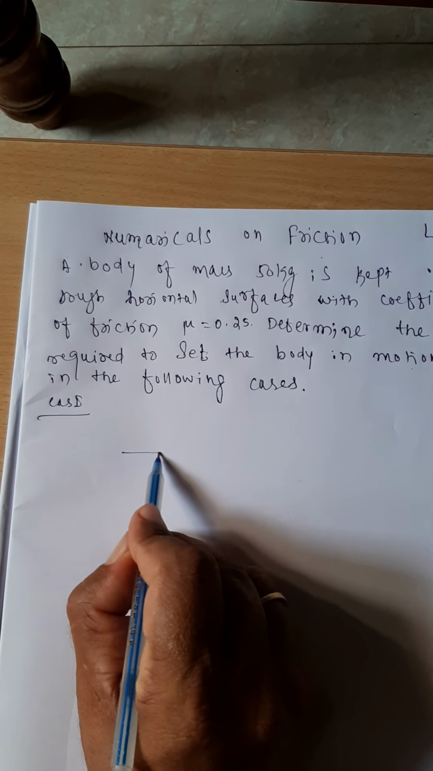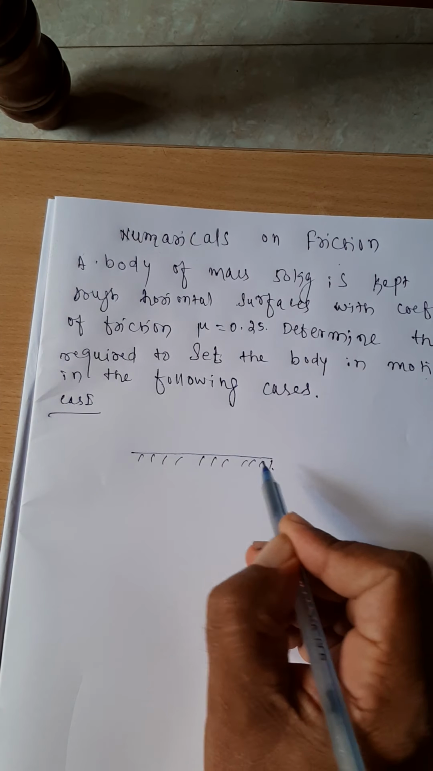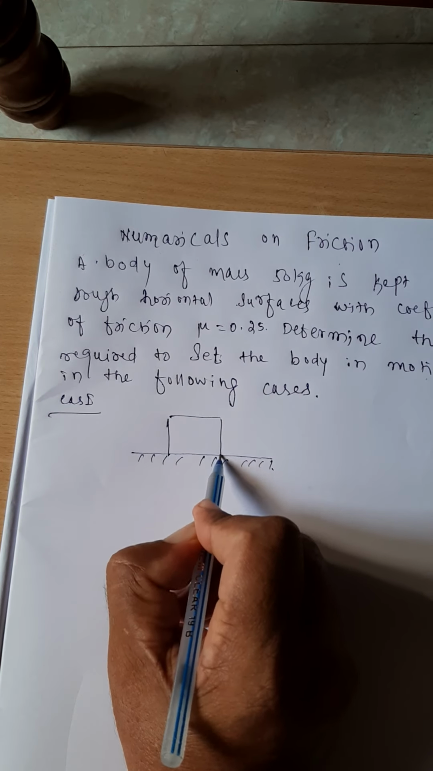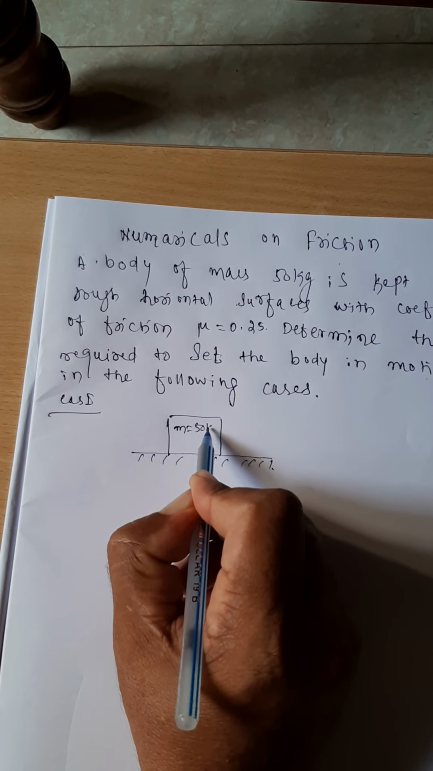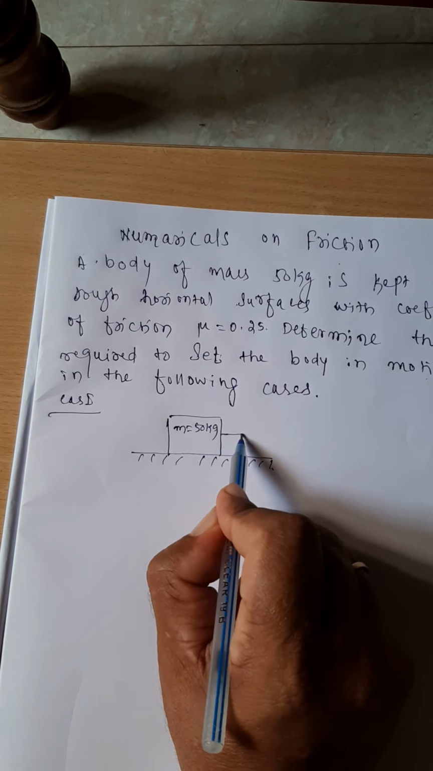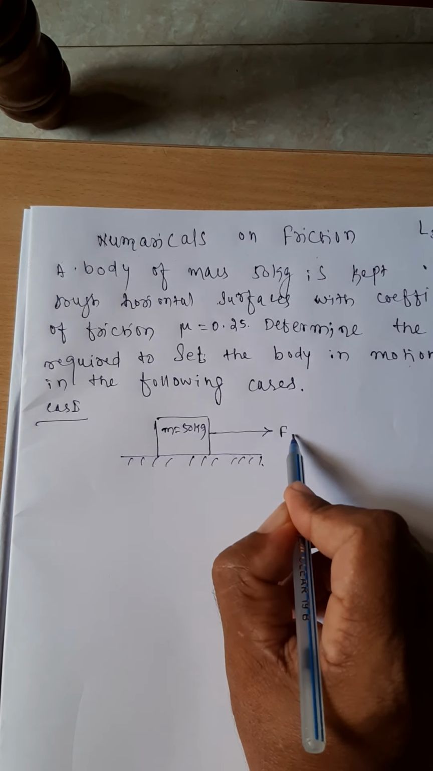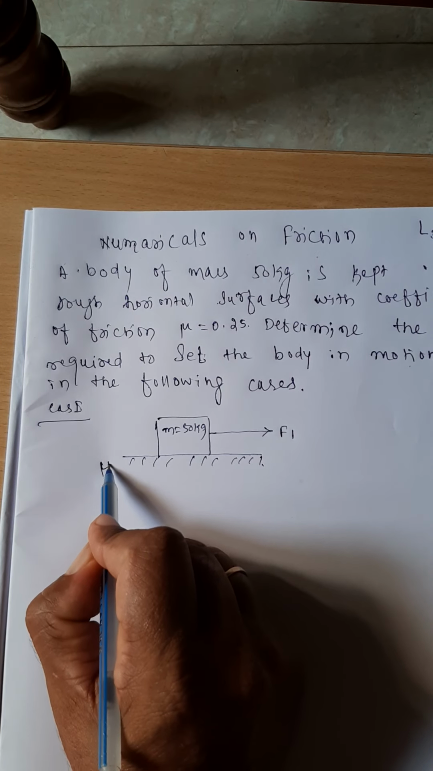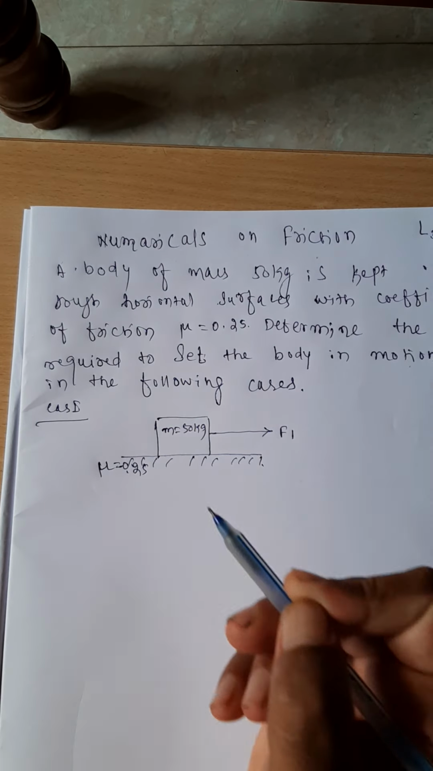In case 1, he has given the problem like this. This is the horizontal surface. On the horizontal surface, a block is kept. The mass of the block is 50 kg. On this block he is applying a horizontal force, and he is asking you to calculate the minimum force F required to set the body in motion. The coefficient of friction between the surface and the body is 0.25.